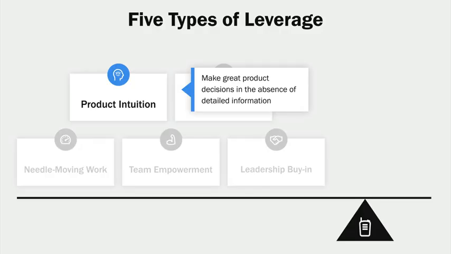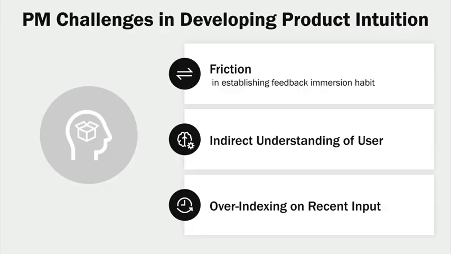In our module introduction, we talked about how great PMs create leverage by using their product intuition to make great product decisions in the absence of detailed information. However, there are two major challenges most PMs run into that hold them back from effectively developing product intuition. They are friction in building good feedback immersion habits and overweighing recency of feedback when evaluating feedback importance.